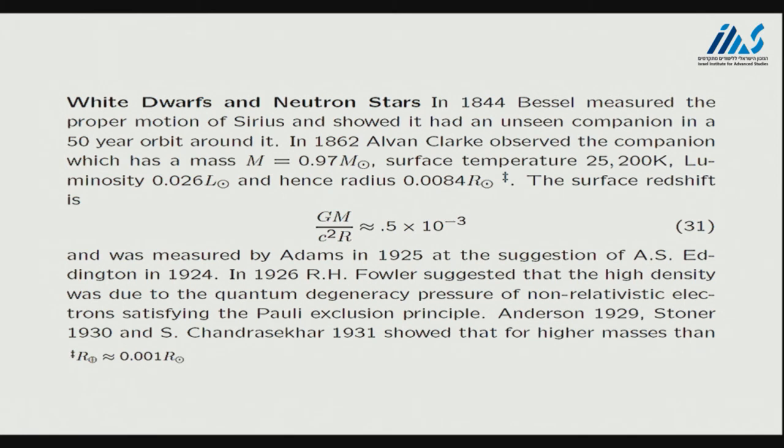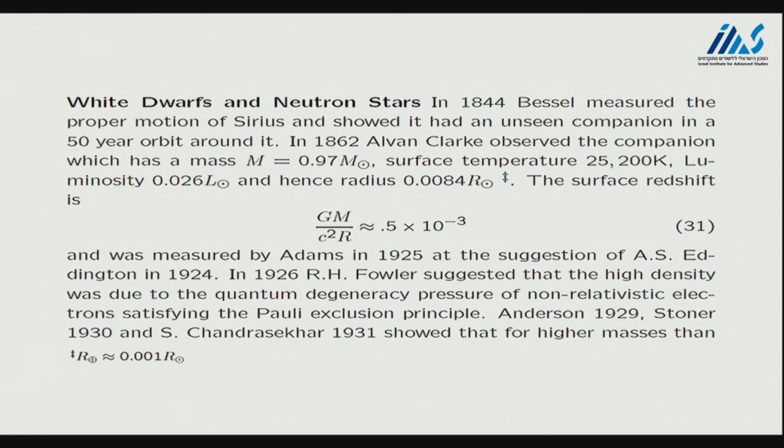Okay, so what is a white dwarf? Well, one of the most bright stars in the sky is Sirius, which is of great interest, of course, to ancient Egyptians. And in 1844, Bessel measured its proper motion and discovered it was in orbit around something else which he couldn't see.